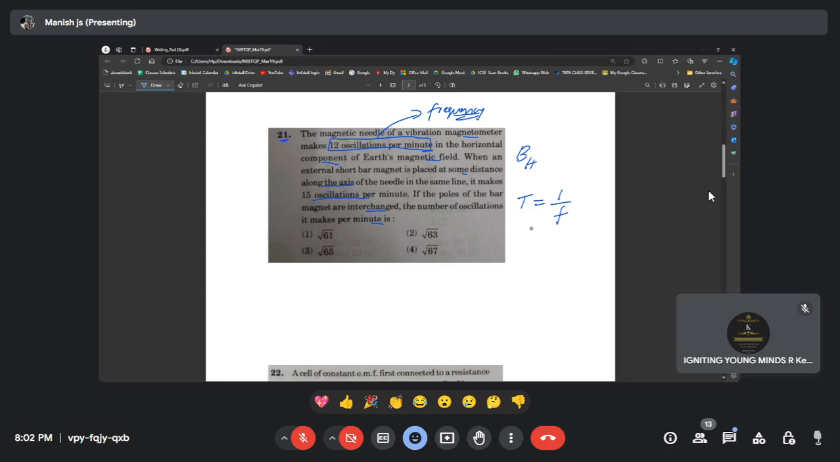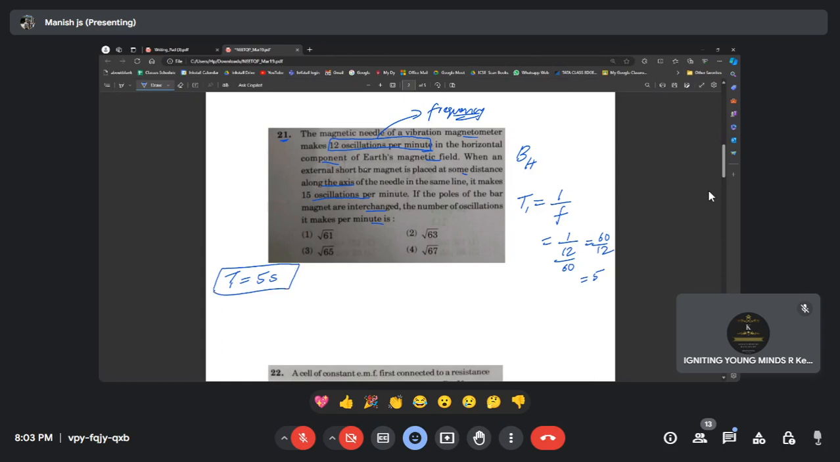So the first one, what is the time period for the first part? That is 12 oscillations per minute. Go ahead and substitute. You will get 1 upon 12 per minute. When you have to convert in terms of per second, 12 upon 60, so reciprocal, you will get 60 upon 12, which is equal to 5, right? So let me take it as T1. So T1 is equal to 5 seconds.